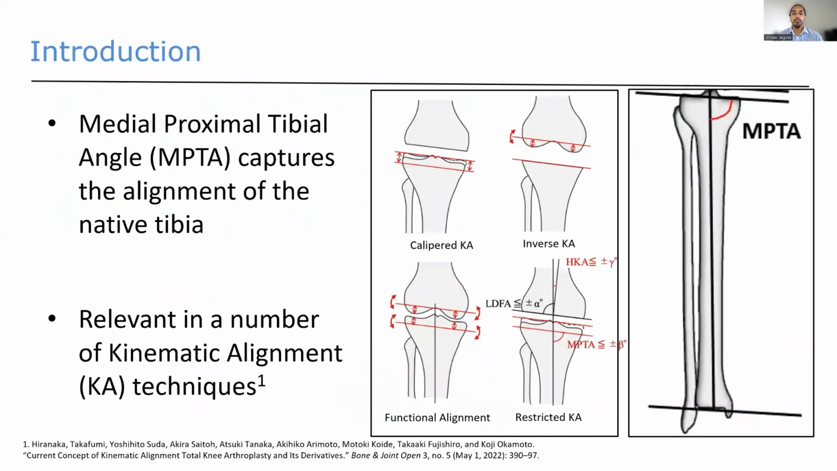The MPTA describes the coronal alignment of the native tibia, in relation to the tibial mechanical axis. It provides an understanding of the preoperative anatomy and is used as an input in numerous TKA alignment philosophies and classification systems.